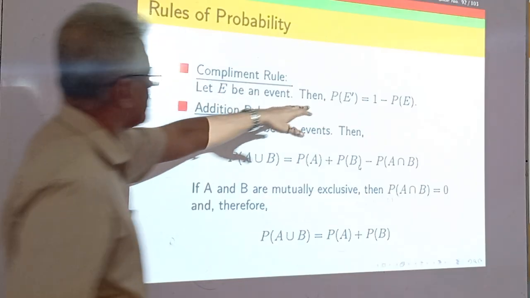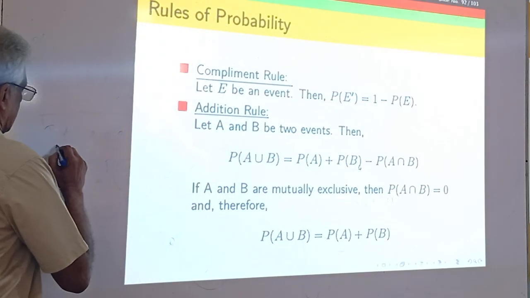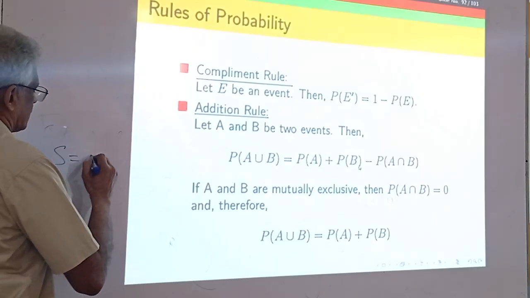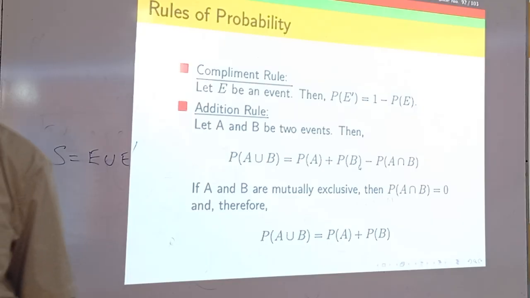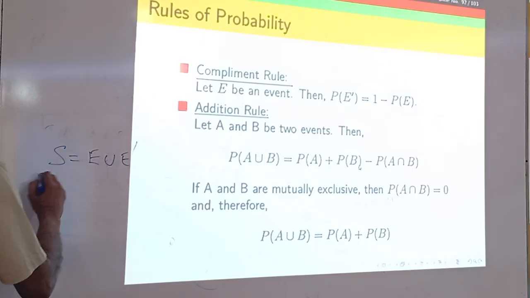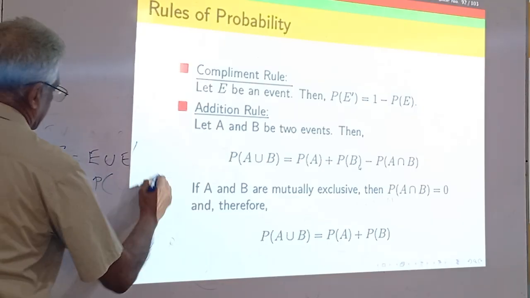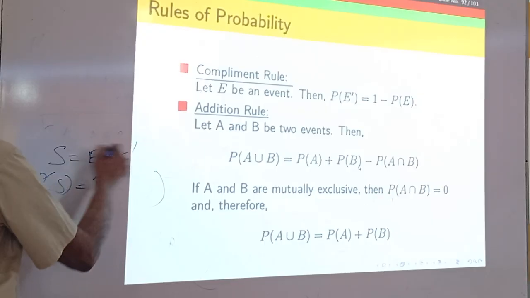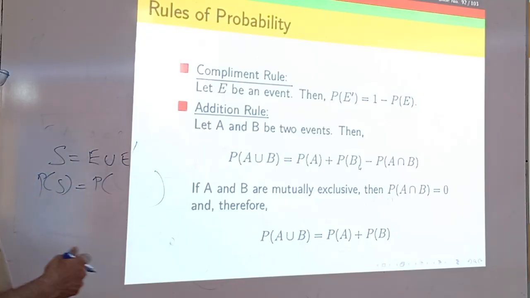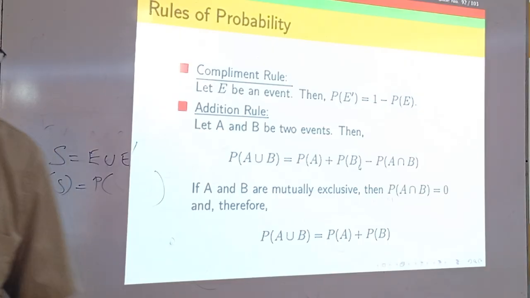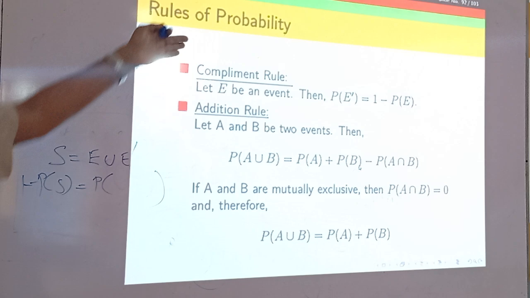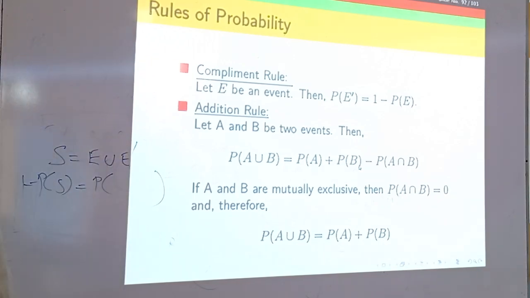From that actually this comes. For example, you can say the sample space S is equal to E union E dash. So the probability of S is equal to the probability of this, but these two are mutually exclusive, therefore the probability is equal to probability of E plus probability of E dash, and we know this is equal to 1 by the axiom. So that one comes directly from the axiom and this rule here.